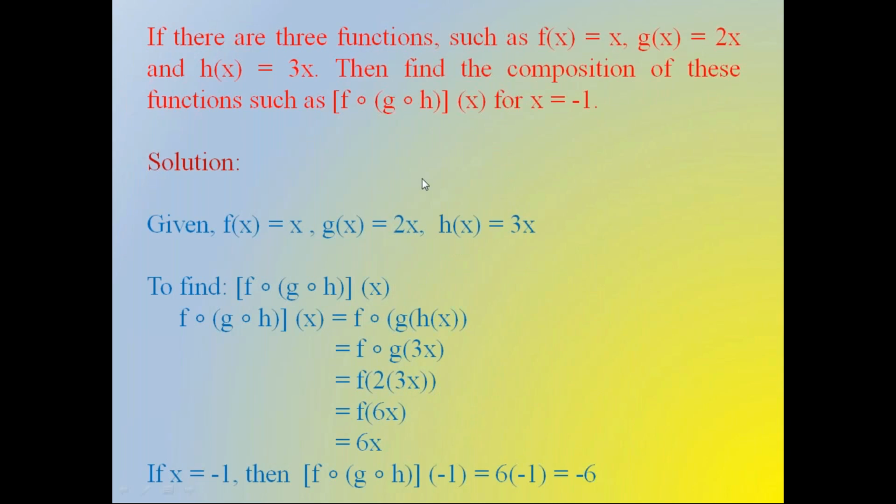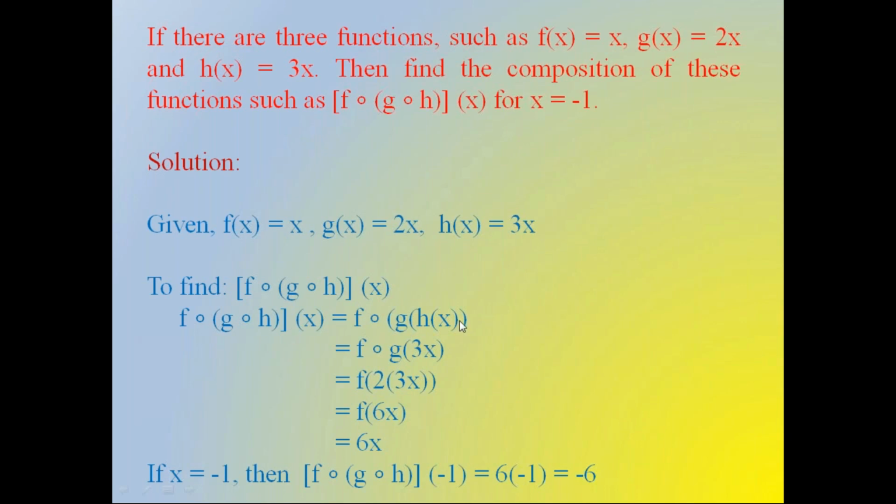This is an extension of the two composite functions. If there are three functions such as f of x, g of x, and h of x, then find the composition of these functions such as f composite g composite h of x for x equal to -1. Given f of x equal to x, g of x equal to 2x, and h of x equal to 3x, to find f composite g composite h of x, on the right hand side, first, f composite g of h of x. We can combine the g composite h of x as g of h of x.